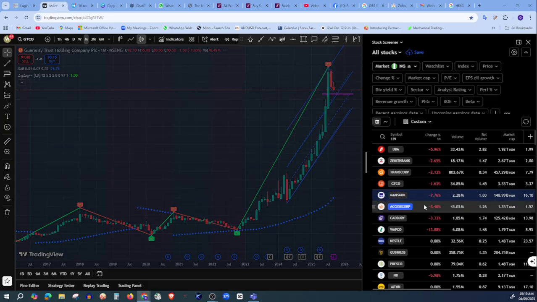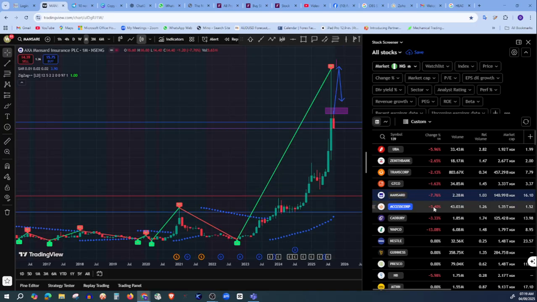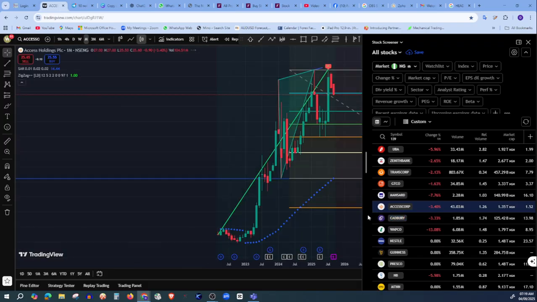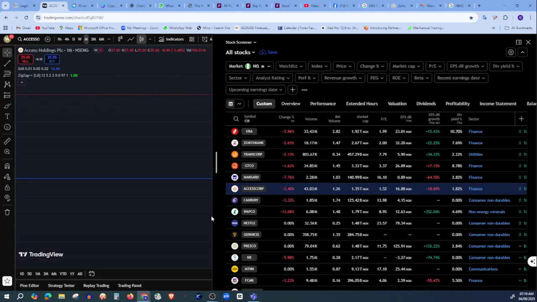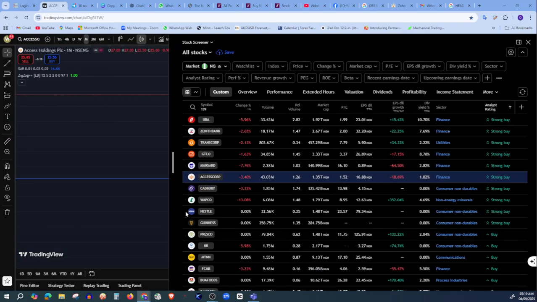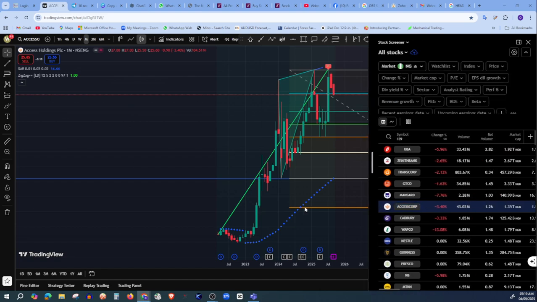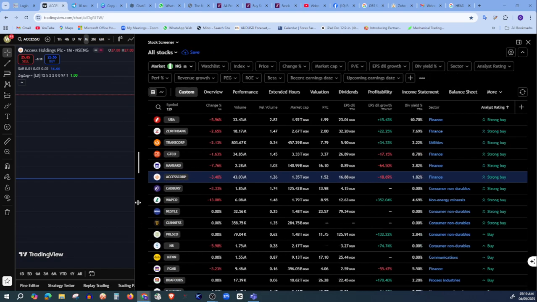Let's look at another. This is also another one. Access said is strong buy. Yes, it's strong buy. So you can check them one after the other. That's how to use the stock screener.